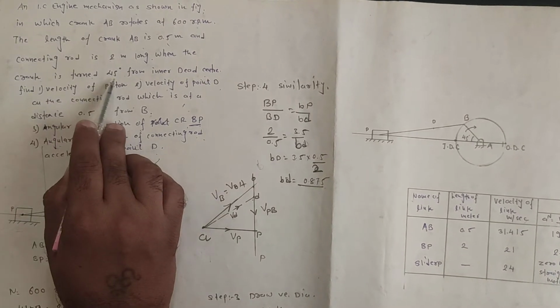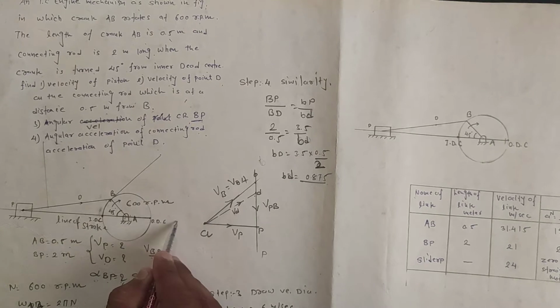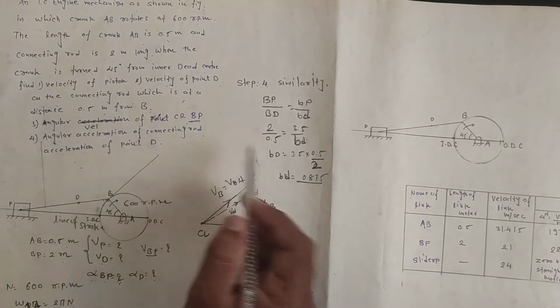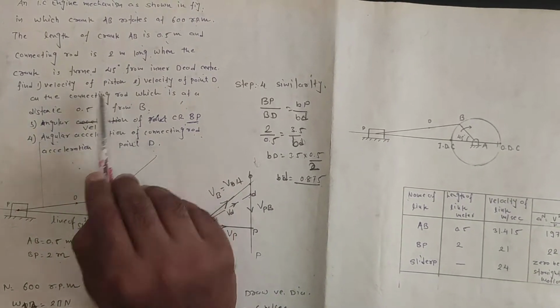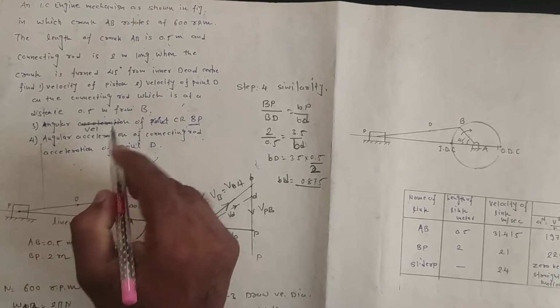The crank is turned 45 degrees from the inner dead center. So this is the inner dead center and this is the outer dead center. So it rotates 45 degrees from the inner dead center in the outward direction. From that we have to find out the velocity of the piston. So this is the velocity of P that we have to find out.